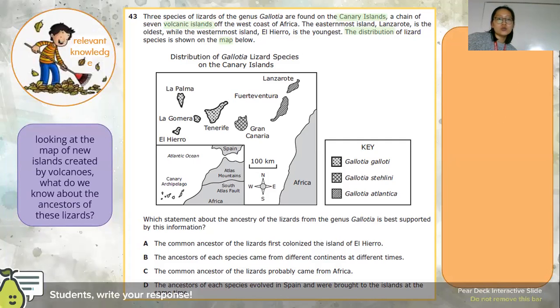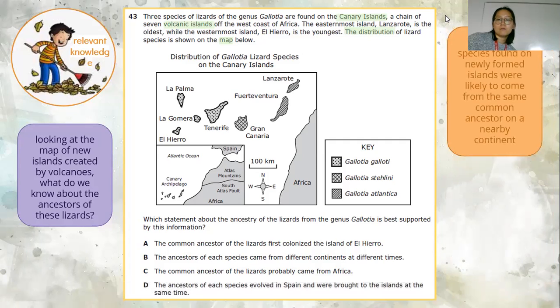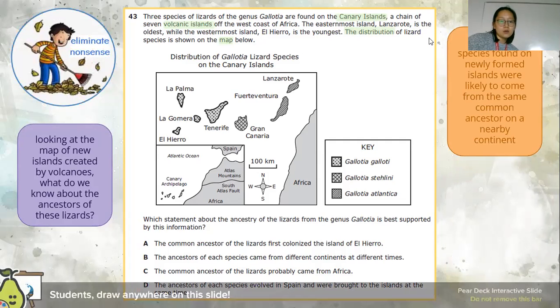Now, we are going to look up our relevant knowledge. We're going to look up what is the important information that we know. So we know that very similar species found on newly formed islands were likely to come from the same common ancestor on a nearby continent. So the closer it is, the more likely it is that they were able to travel over. So I'm going to ask that we go ahead and highlight. And when we look at the important information that they gave us, we have Canary Islands up here, volcanic islands, we have the distribution.